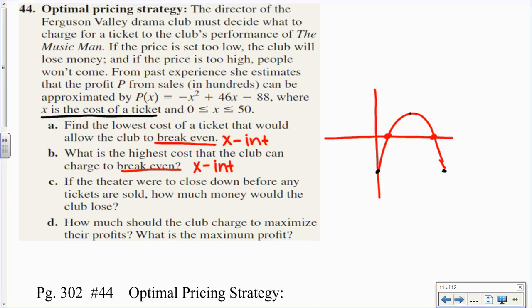All right. Then C says, if the theater were to close down before any tickets are sold, how much money would the club lose? So what part of the graph is that asking us? The y-intercept, that's the starting value. Before you sell any tickets, that's the starting value, so that's asking us for our y-intercept. Okay. Part D says, how much should the club charge to maximize their profits, and then what is the maximum profit? So what part of the graph is that? Vertex. Good. So maximum is vertex. Okay.